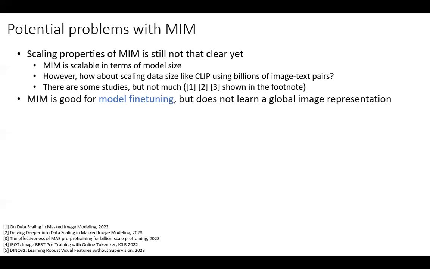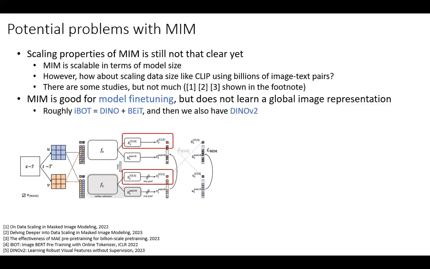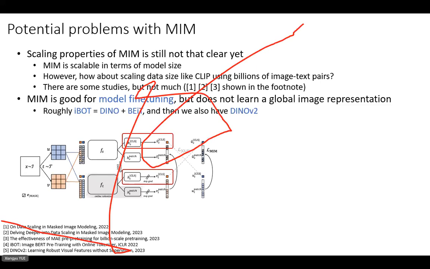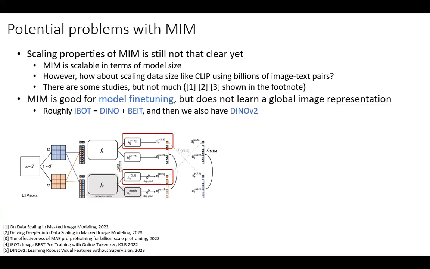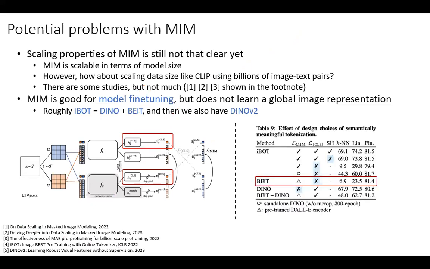I think MIM is good for fine-tuning, but it does not learn a global image representation, although there are some remedies. For example, iBOT is a combination of the DINO and BEiT ideas, and this idea was also adopted in the DINOv2 paper. In the paper they show that BEiT itself cannot learn a global image representation. As you can see in the red box, the linear probe performance is quite low. But if you look at the left, if you enforce pushing information into the CLS token, then the model can learn global information.